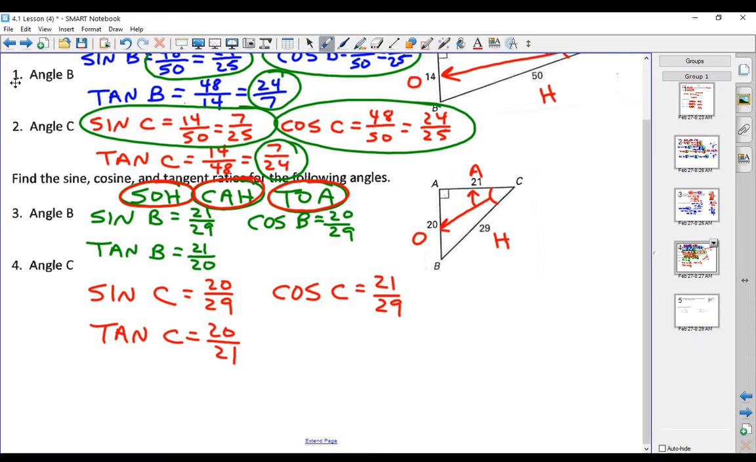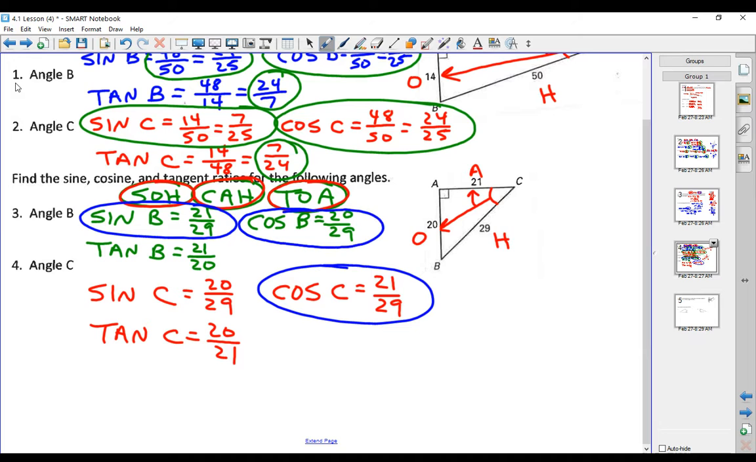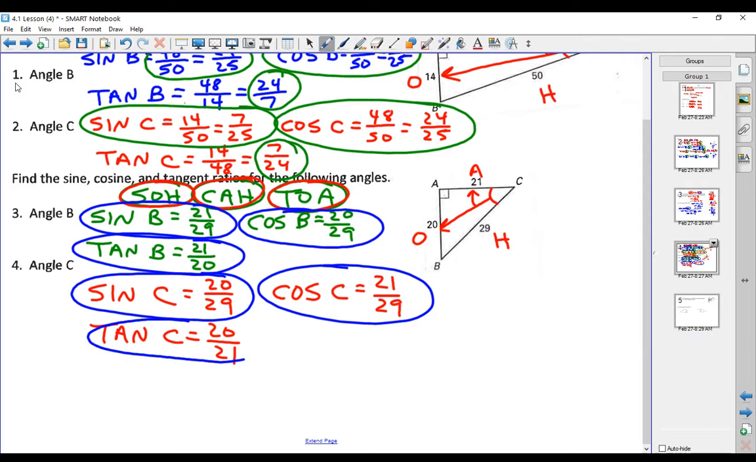Let's check these to make sure that we've got them correct. The sine of angle B is 21 over 29. So that should match up with the cosine of angle C, and it does. The cosine of angle B is 20 over 29, and that should match up with the sine of angle C, and it does. And then the tangents should be reciprocals of one another, and they are.